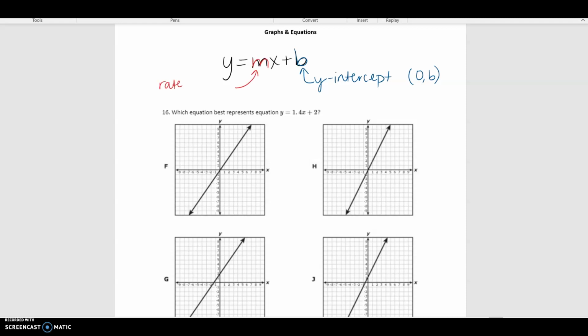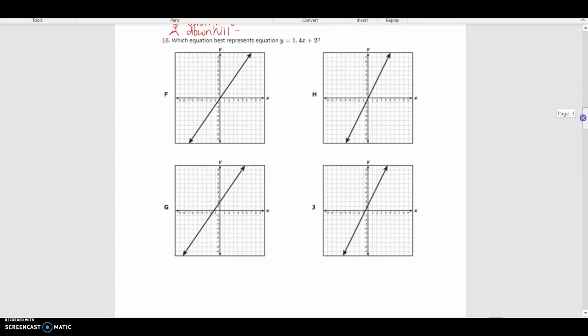And the rate of change is where we had Louis. And Louis always starts at the left. And Louis either goes uphill if it's a positive m, or Louis goes downhill if it's a negative m. Okay? And if it helps, just run your finger along it. Okay? So let's just take a look at this first problem.